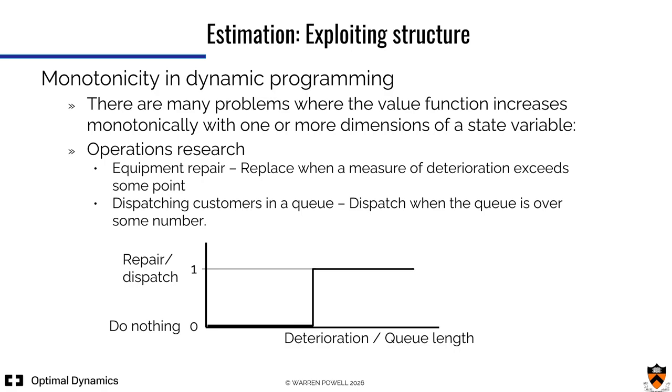Here's an equipment repair problem where the longer the deterioration, at some point you're going to want to stop and repair. Or if I'm dispatching customers in a queue, if the queue length is short enough, I'm not going to dispatch the vehicle, but once it gets over some limit, I'm going to dispatch. I want to figure out where that step function is, but I know that it's going to be a step function. This is called a monotone function because as the deterioration or the queue length increases, the decision, either do nothing or repair, rises monotonically, in this case, a step.